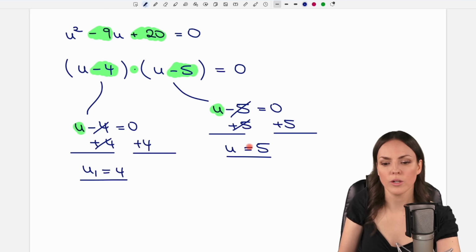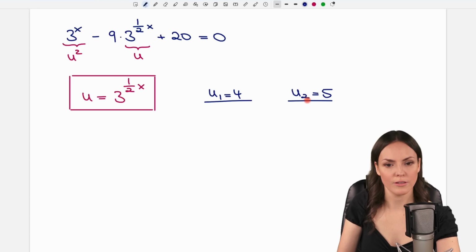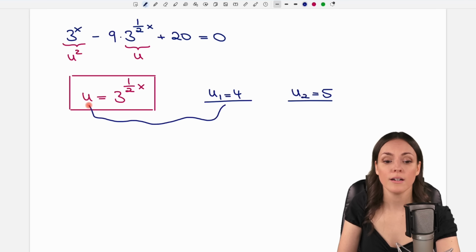I have two solutions for my u. I call this u1 and this u2. I found two solutions for u. But I was not interested in u solutions, right? We were interested in solutions for our x equation here. But we said we will use these u solutions now and use our substitution to find our x solutions. So I insert this solution now for my u and solve this equation for x, and then I do the same with the second solution.